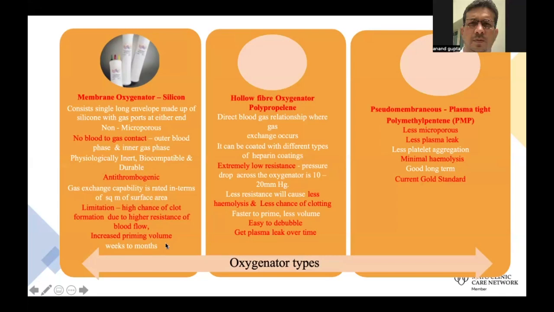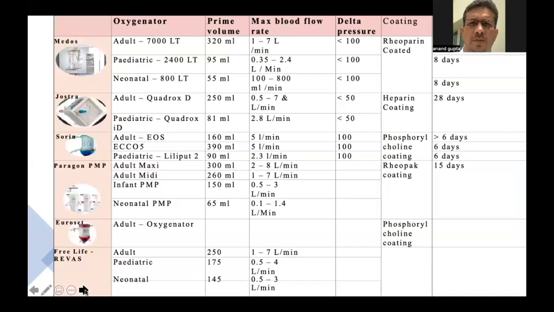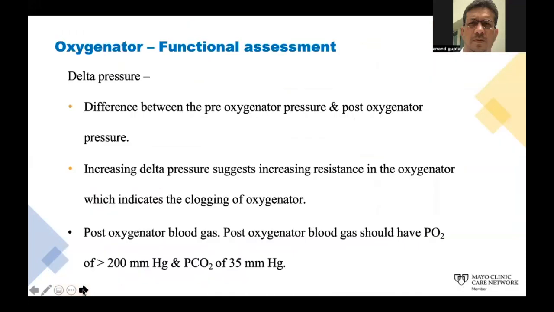Another is the hollow fiber oxygenator, a direct flow gas oxygenator that is easy to debubble, but it can get plasma leak over time. Another is the pseudomembranous type, made of polymethylpentene. These have fewer microbubbles, less plasma leak, less platelet aggregation and minimum hemolysis. It is currently the gold standard and good for long-term use. Different oxygenators are made by Medos, Jostra and Sorin, according to their priming volume, maximum flow, coating, and how many days of use is recommended. So there are different kinds of oxygenator.